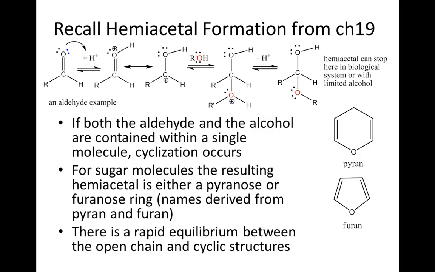So we're going to talk about sugar molecules that make a 6-membered ring, and the 6-membered ring that it makes is going to be called a pyranose ring because it's similar to this without the double bonds. And if they make 5-membered rings, they're going to be similar to this. They're going to be called furanose rings, but again, not any double bonds. And there's an equilibrium just like this between the open chain form and the cyclized form.